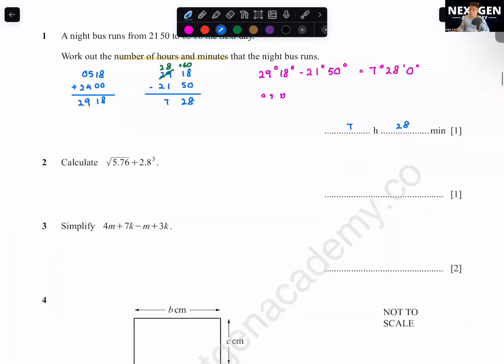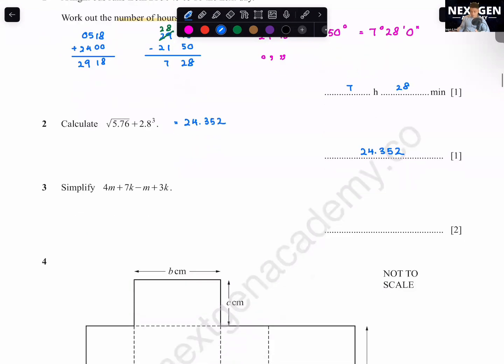Second one. Calculate the square root of 5.76 plus 2.8 cubed. Everyone, type into your calculator: square root 5.76 plus 2.8 cubed. What do you get? Do you need to round off for this? They give you 24.352. Don't round it up, because this is a terminating decimal, so we just leave it like this.